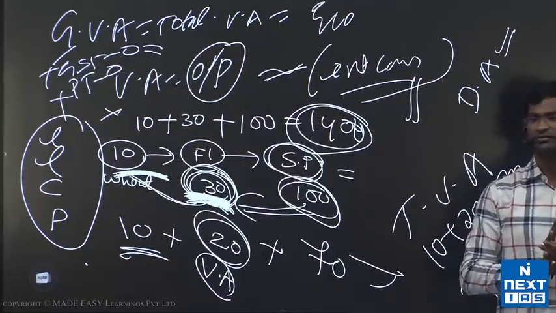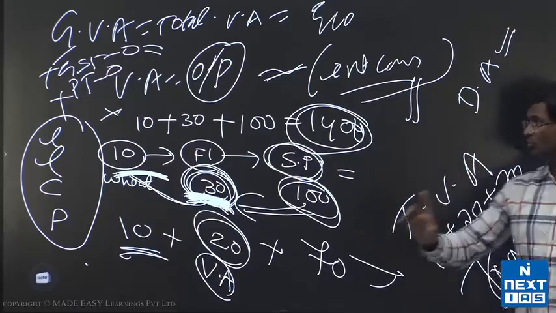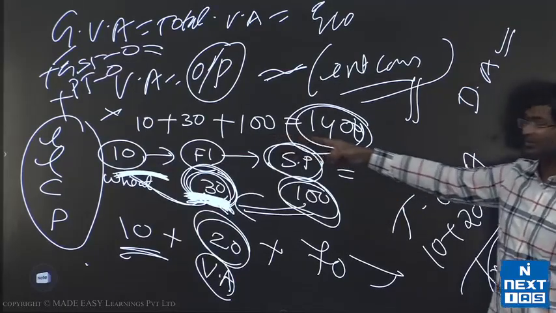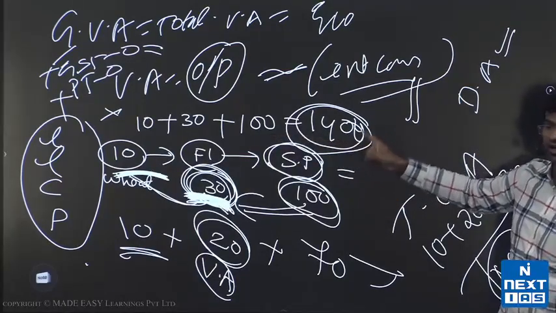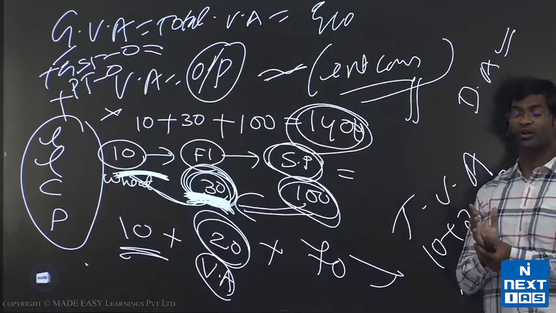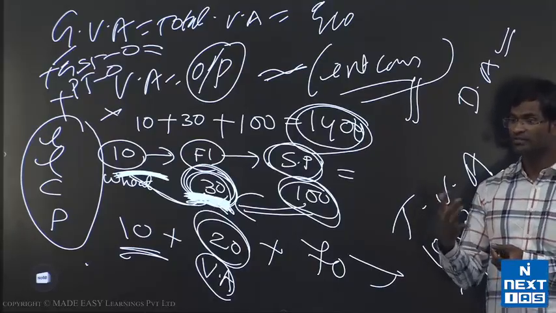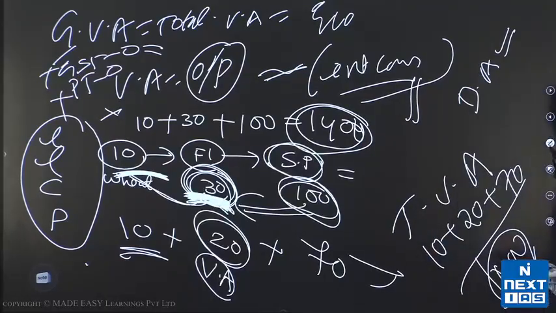Any questions? All understood, na? Pakka? So why we didn't add 10 plus 30 plus 100? There is a double accounting. Because intermediate goods also added, no? In GDP we should add only final goods or intermediate goods? Final goods and services.